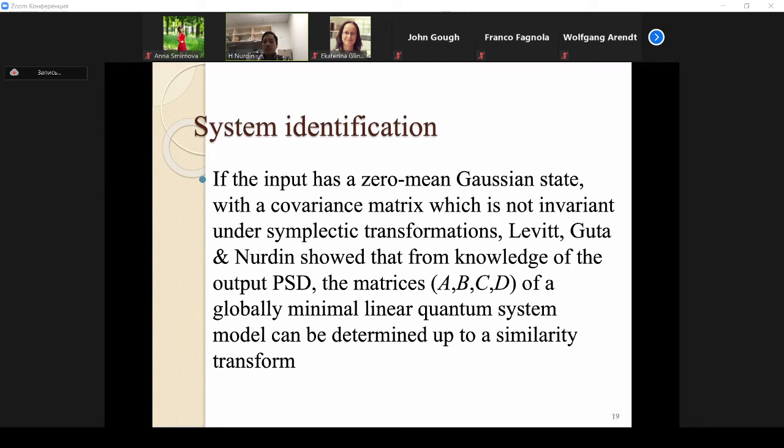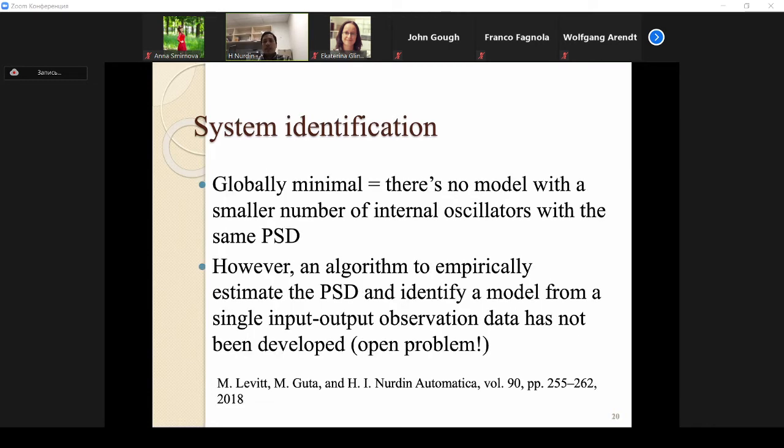Globally minimal here means that if you have a globally minimal model, there is no smaller model, in the sense of having a smaller number of internal oscillators, that has the same PSD. So if you identify a globally minimal model for a given PSD, then the ABCD matrices can be identified up to a similarity transformation. But there is an open problem. This is a fundamental result, but there is no algorithm yet to empirically estimate the PSD and identify a model from a single input-output observation record. So this is an open problem from this work.